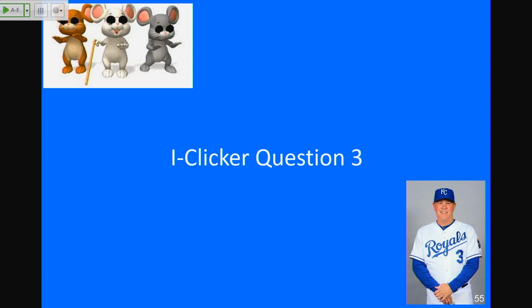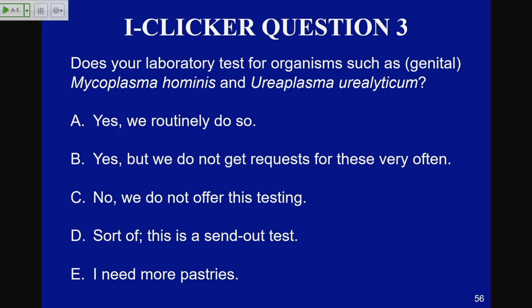All right, iClicker question number 3. Everybody wake up for this one. All right, here we go. Does your laboratory test for organisms such as genital Mycoplasma hominis or Ureaplasma urealyticum? A, yes, we routinely do so. B, yes, but we don't test it very often. We don't get that many requests. C, we don't offer this testing. D, yes, sort of, but we send it out. And then E, I need more pastries. I think there are still some back there.